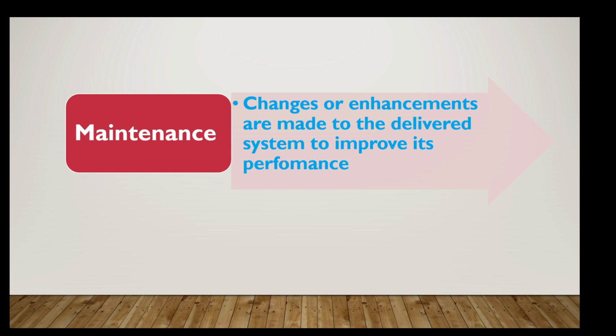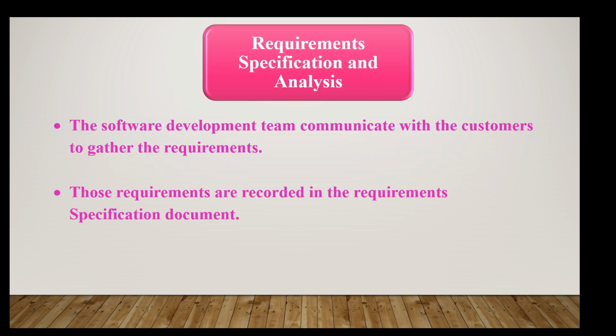Till now we have learned what is the work of each and every phase, and next we will learn the process of each and every phase in detail. First phase is requirement specification and analysis, and we have seen that all the requirements are gathered from the customer. The software development team will communicate with the customer to gather the requirements. The team will gather all the requirements required by the customer.